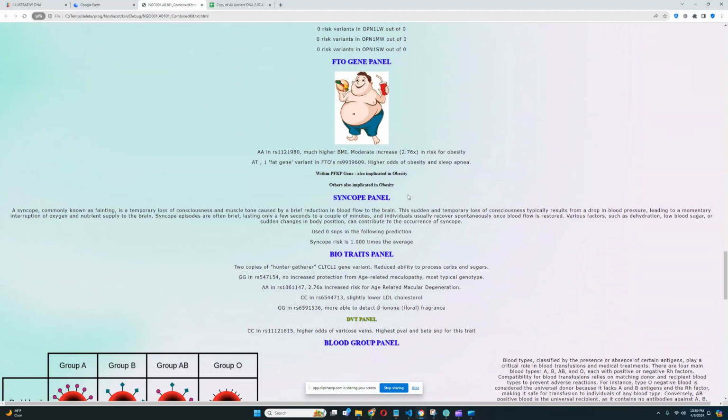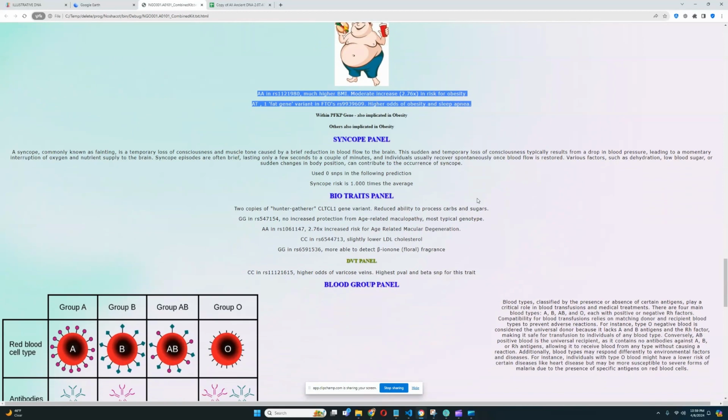For FTO gene panel, it looks like he's got some genotypes that increased the odds of obesity, which is definitely very interesting. So he might actually have a little bit of a predisposition to being overweight.